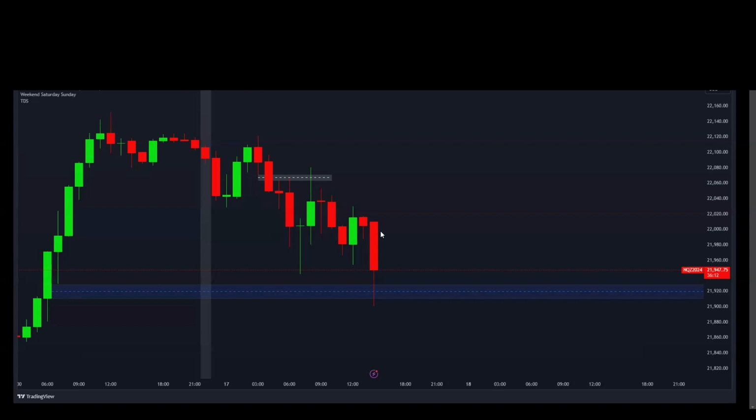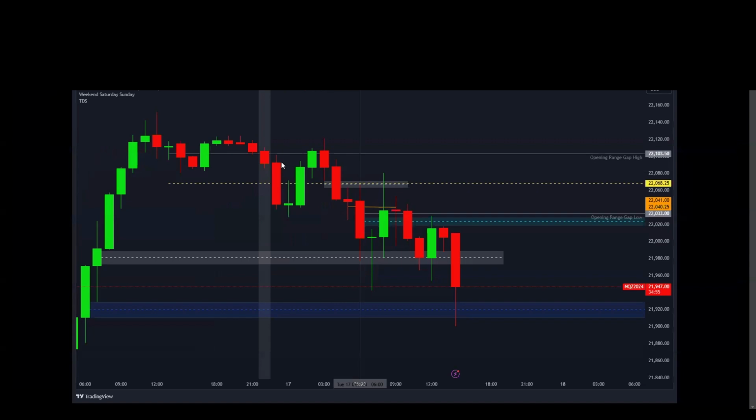So essentially, this move to the downside was after the trading day was over, after New York session. This was Asian session around 6 p.m. Eastern Standard Time or so, and then this is what my charts look like, all decorated. These are my PD arrays that I just showed you guys. Just to clarify again, opening range gap high, low.